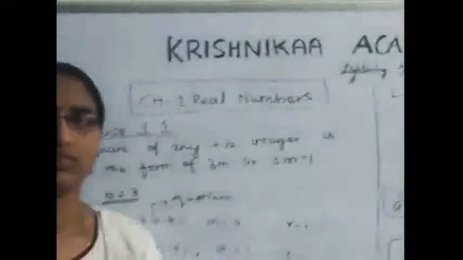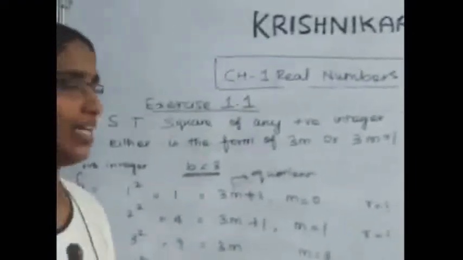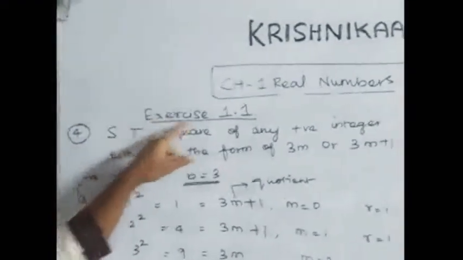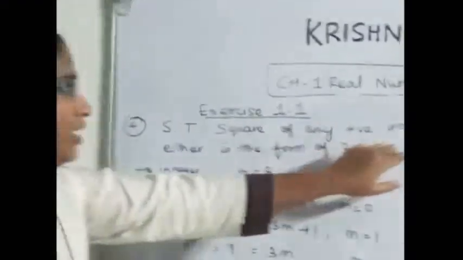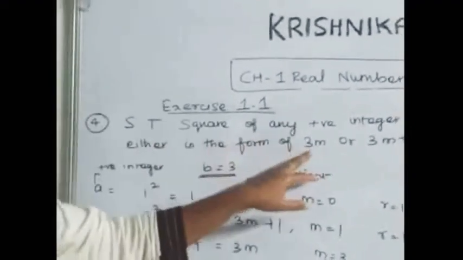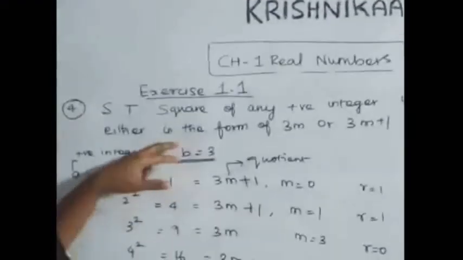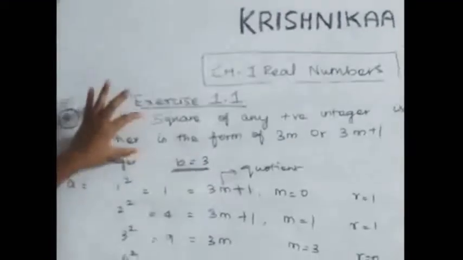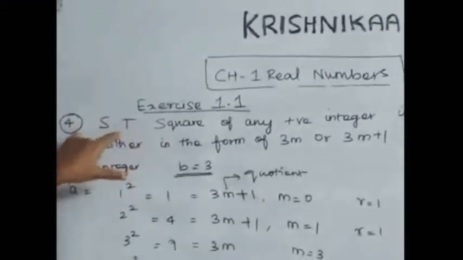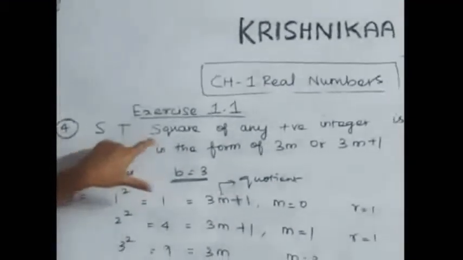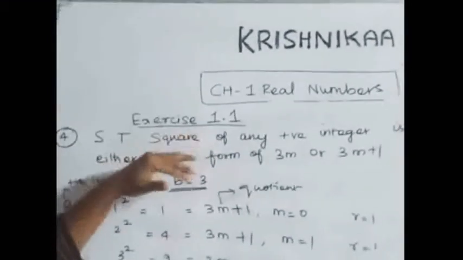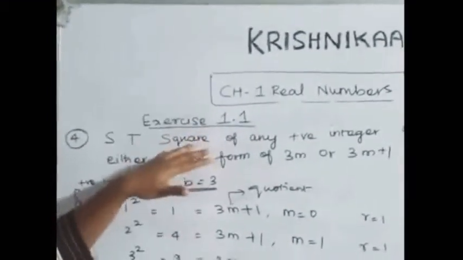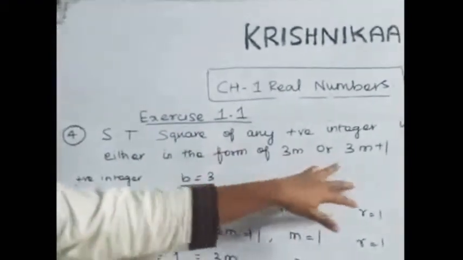Hello students, in this video we can see some exercise problems from your first chapter. From your exercise 1.1, fourth sum. Show that the square of any positive integer is either in the form of 3m or 3m plus 1. So first we should understand the problem. Here, show means you have to prove that the square of any positive integer, if you take any positive integer and square it, will be in the form of 3m or 3m plus 1.